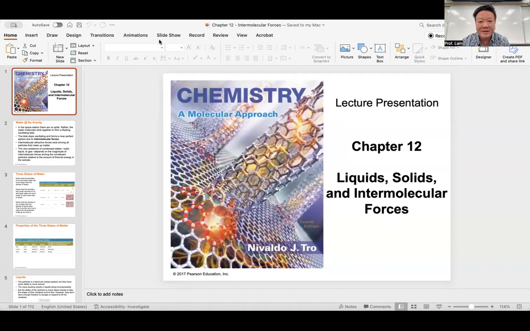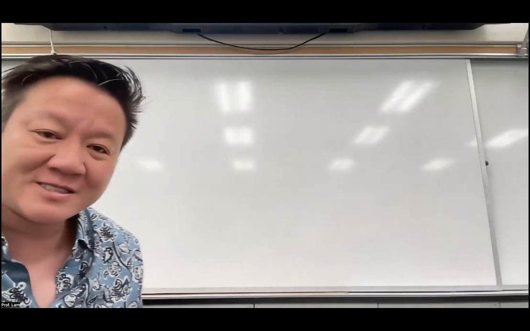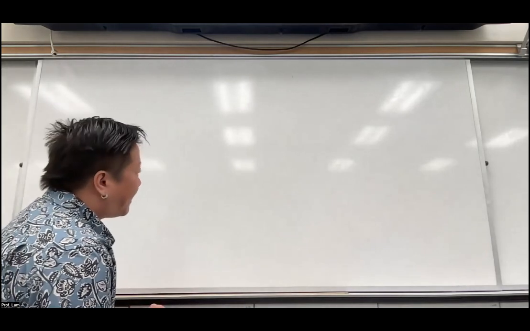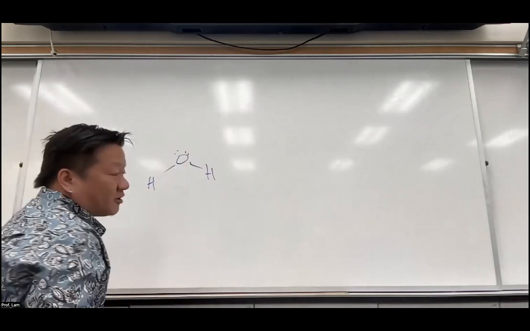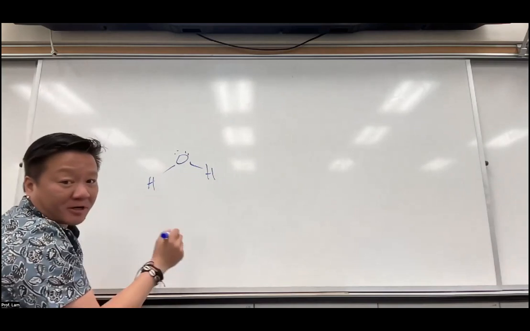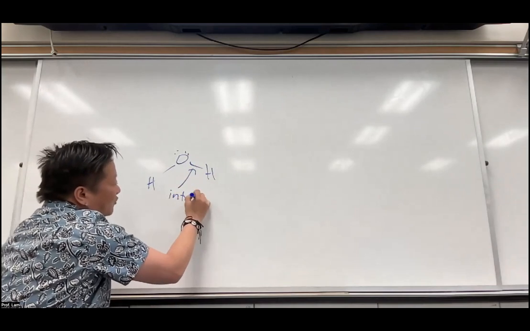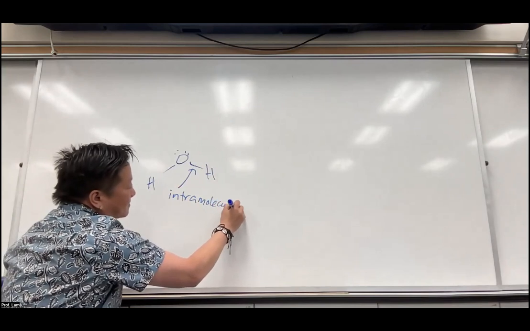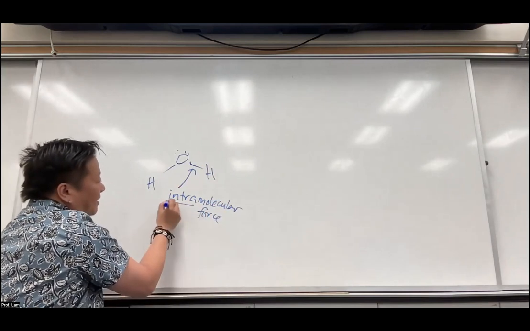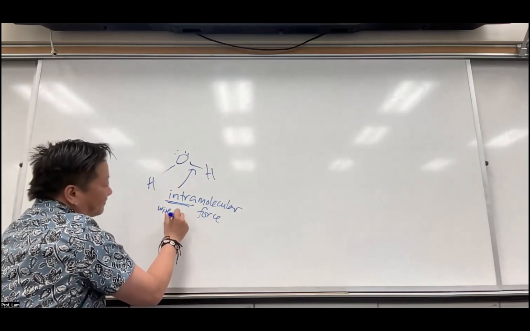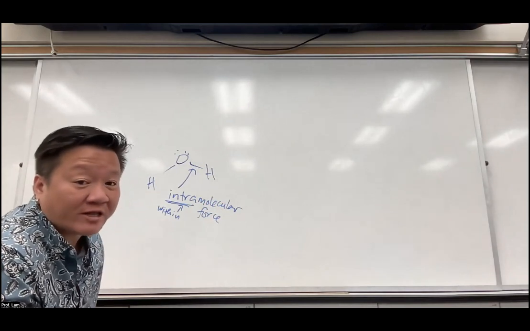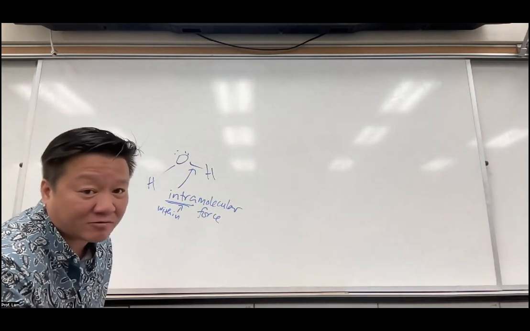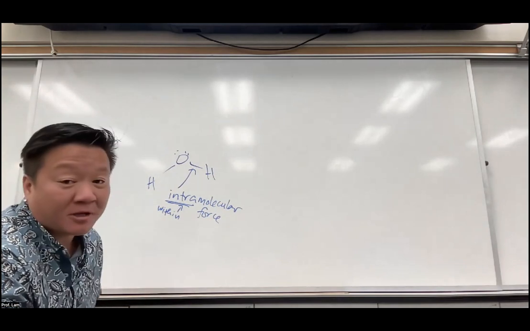So this time we're concentrating on not bonds anymore, right? So let's see the distinction, okay? If you have a bond, like let's say H2O, you have a molecule, there's your Lewis structure, right? Now, the OH bond, this is what we call an intramolecular force. Intra means within. So a force that's within the molecule. So covalent bonds are actually broadly classified as intramolecular forces.